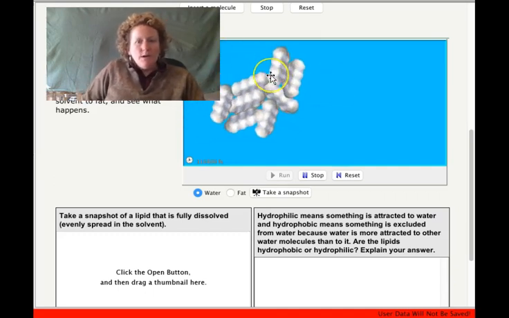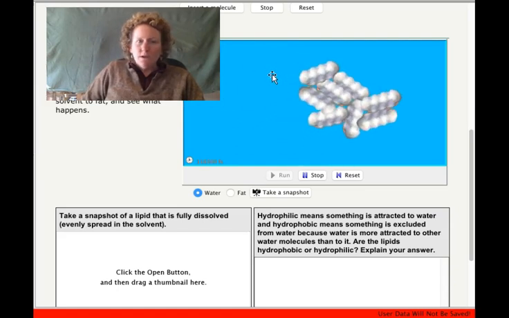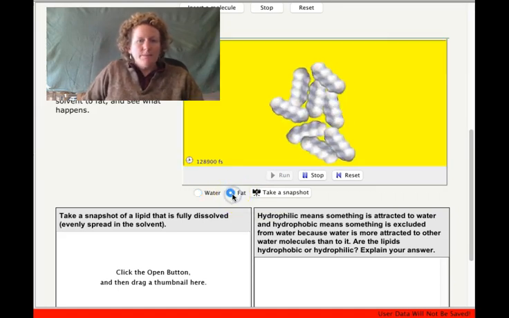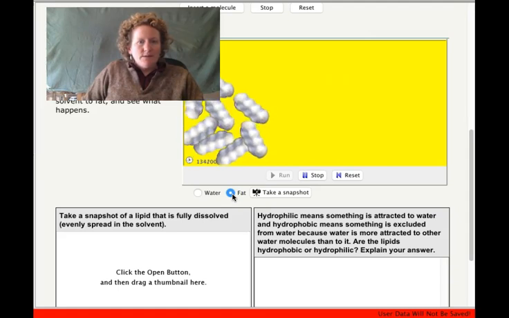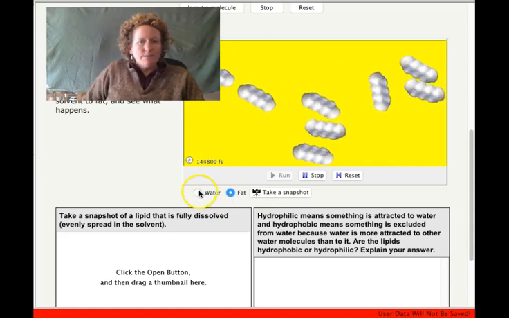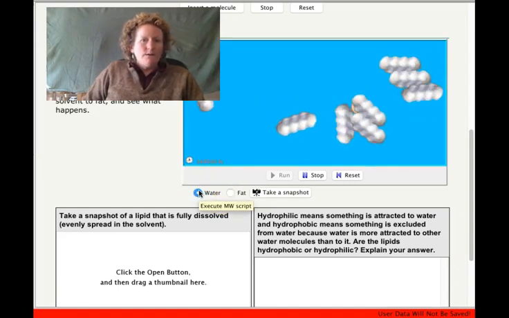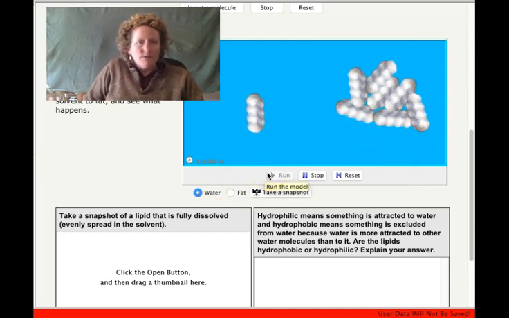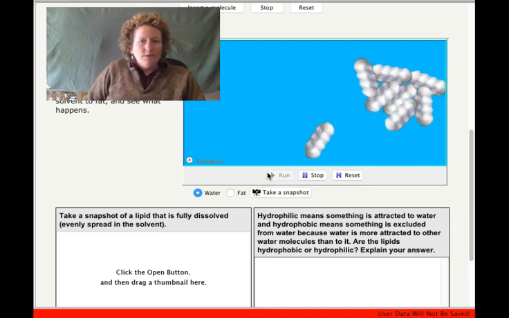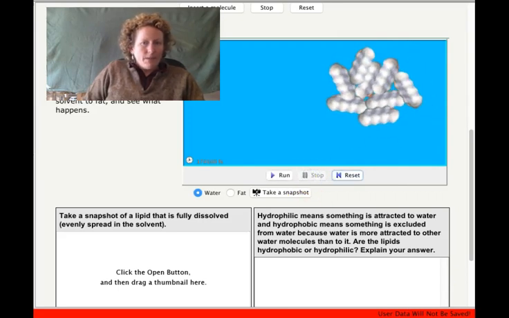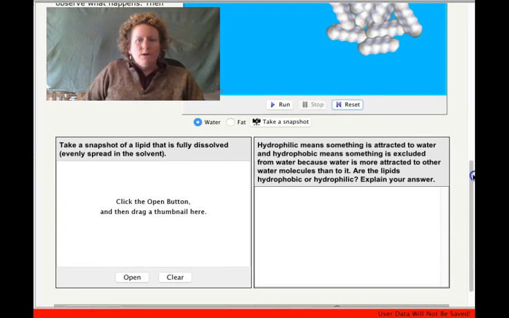Are the lipids shown here hydrophobic or hydrophilic? Please explain your answer. And I'm going to flip back and forth between the solvents here. In fat, this lipid here is spreading out. It's interacting with the other fat molecules. In water, it's not interacting with the water. It gets shoved together with the other molecules and just interacts with its other lipid molecules because apparently the water would rather hang out with other water molecules. So now you have enough information to answer this question.